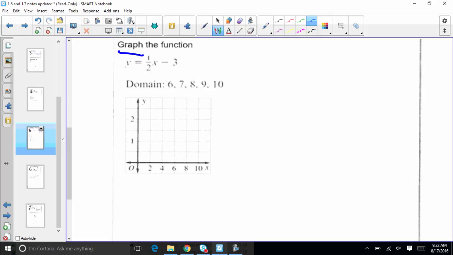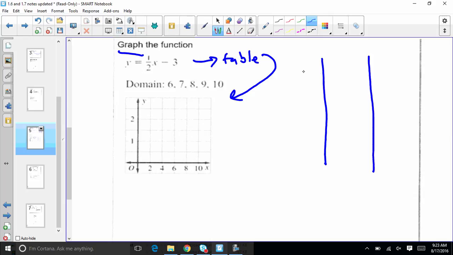In order to graph the function, you think, oh, well, this one I don't have to fill out a table, I just put it onto the graph. Well, I have to go from the function to the table and then to my graph. So let's make our table. They have told me all of my inputs. My domain is my input, or all of my X values. That's my clue right there. All of my X values are going to be 6, 7, 8, 9, and 10.